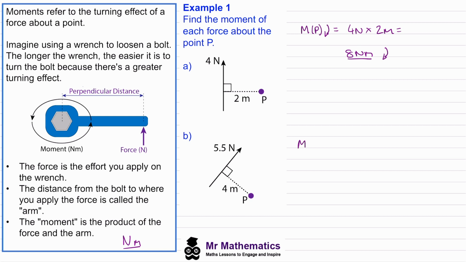Okay, so the moment about the point P acting in a clockwise direction will be the perpendicular force, 5.5 newtons, multiplied by the distance of the arm, 4 meters. And this gives us 22 Newton meters in the clockwise direction. Okay? And in example 2, we're going to look at when the force is applied at an angle which is not perpendicular to the point.